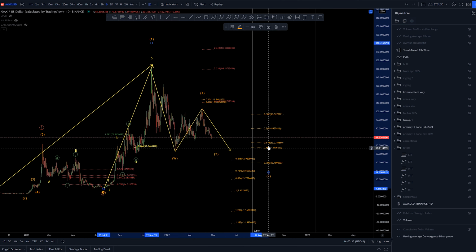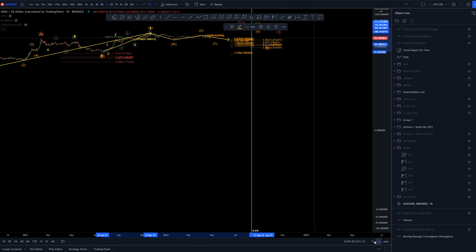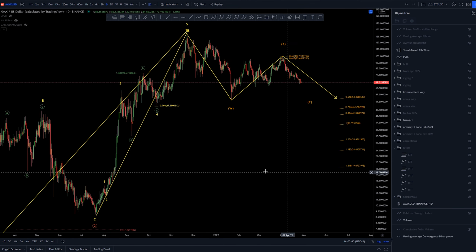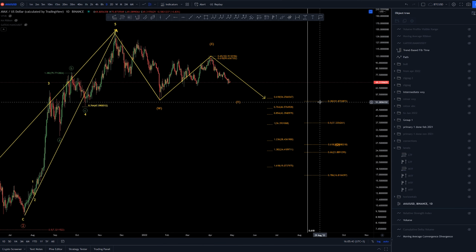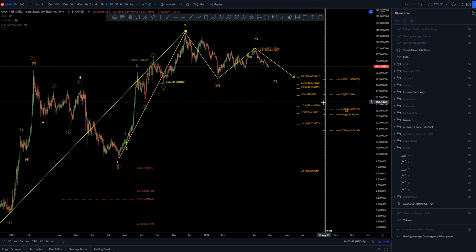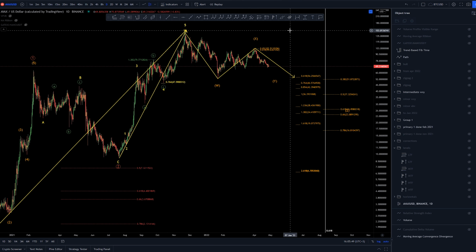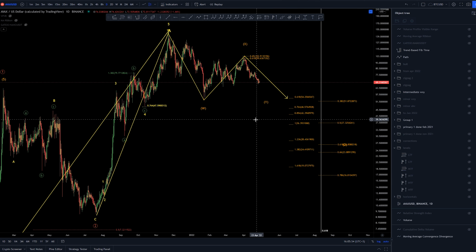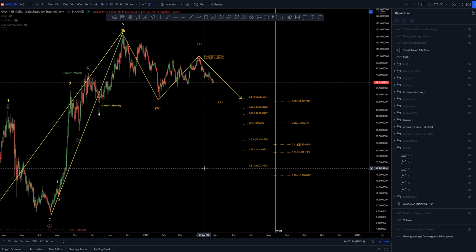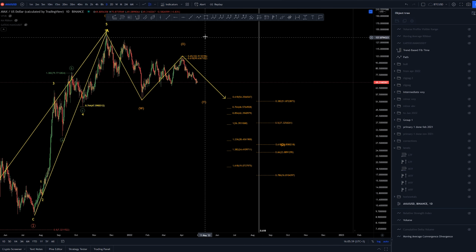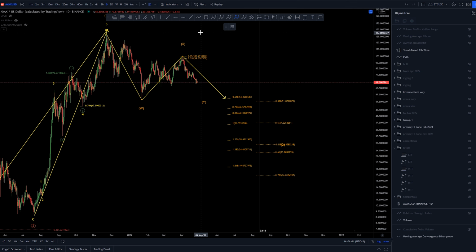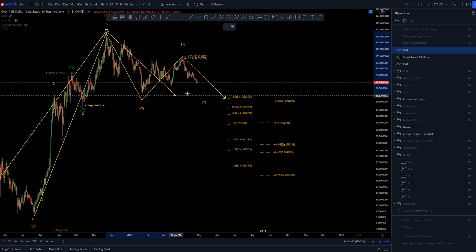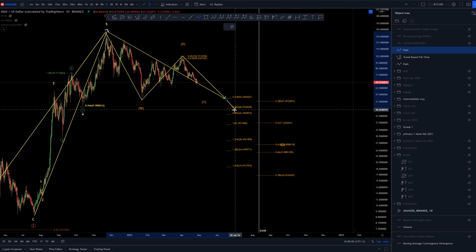We are expecting just beneath the golden pocket here on arithmetic scale, but on logarithmic scale we're barely getting to the 0.382. That is really shallow to me. So neither of these really look super enticing, so we have to keep in mind that this could be just the start of a correction, saying that this is just the first leg.